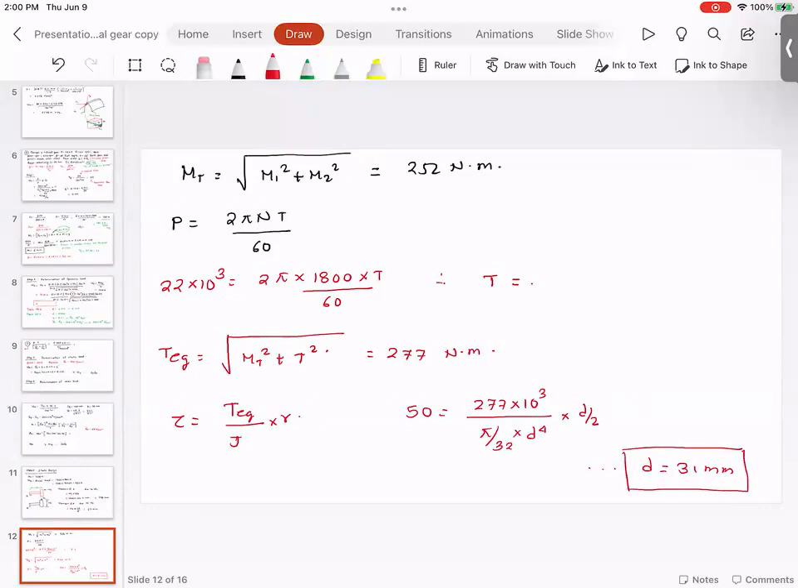And last but not least, if you want to draw the housing, this is how the housing will look. There will be a bearing here.